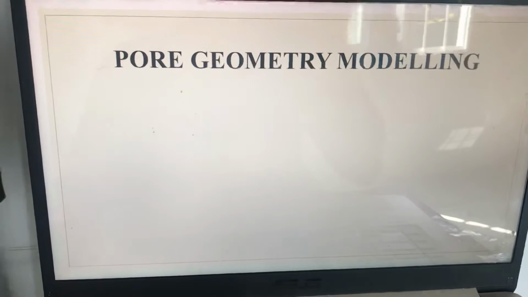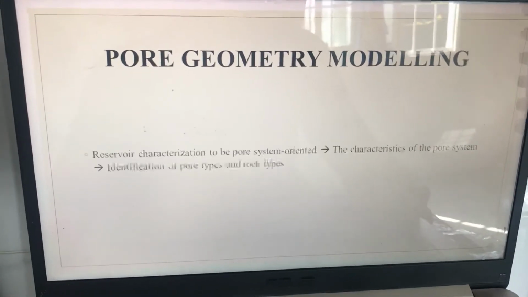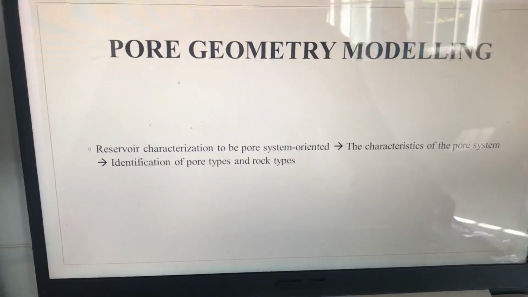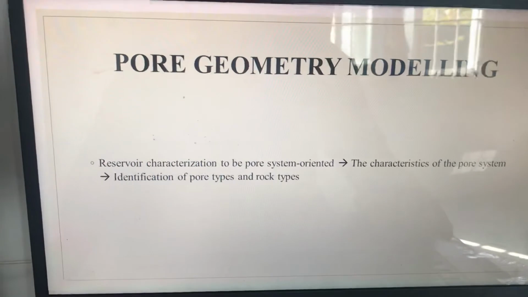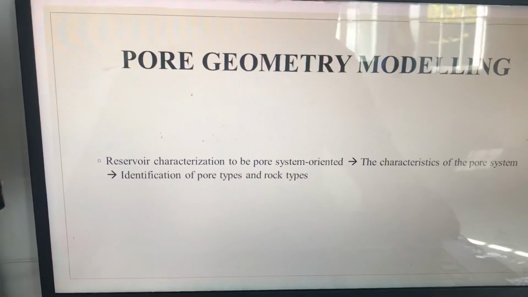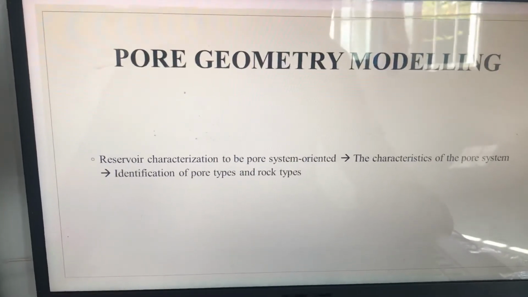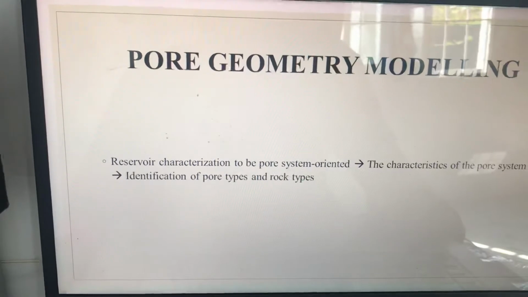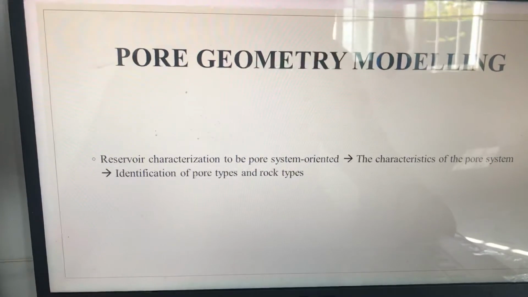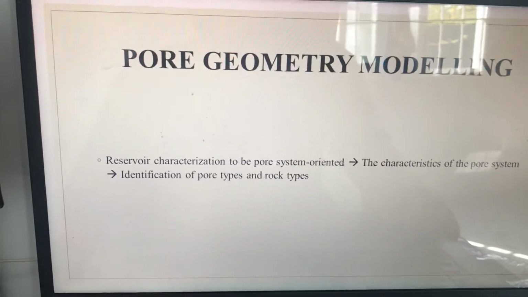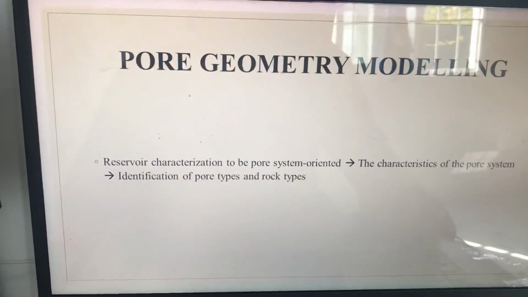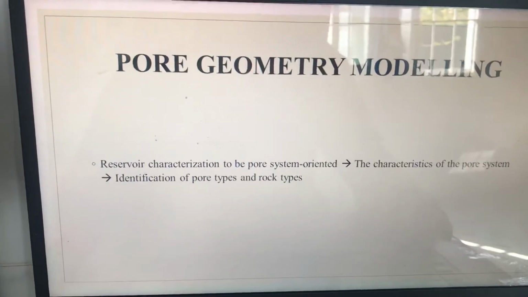And next part, pore geometry modeling. Analysis of 3D pore geometry allows reservoir characteristics to be pore system oriented. So reservoir models are based on the character of the pore system. Pore geometry analysis involves identification of pore types and rock types.